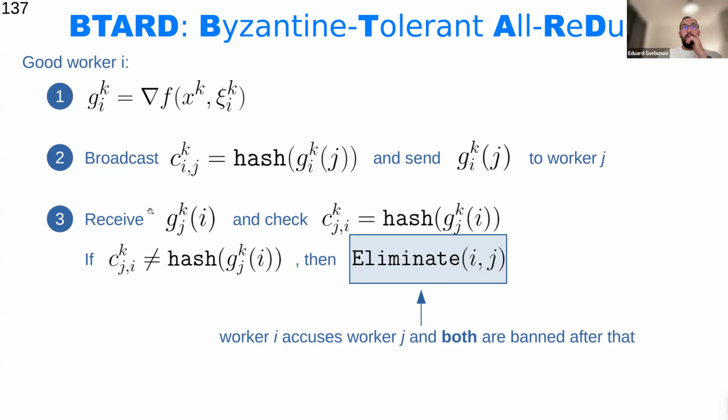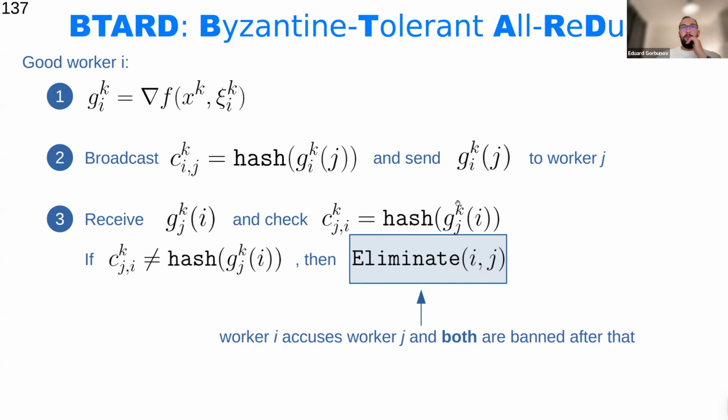receives the i's part of vector j from worker j and checks whether this number is indeed the hash of that one. But since this part was seen only by workers i and j, and the others didn't see it, at this step we didn't do any check of computations. So we decided here to just eliminate both.